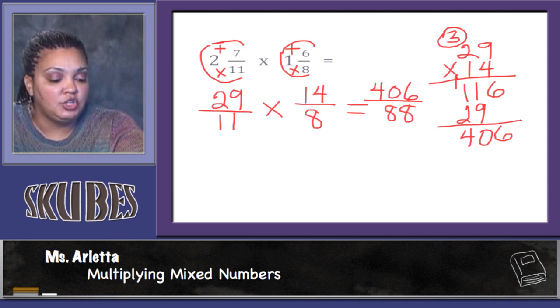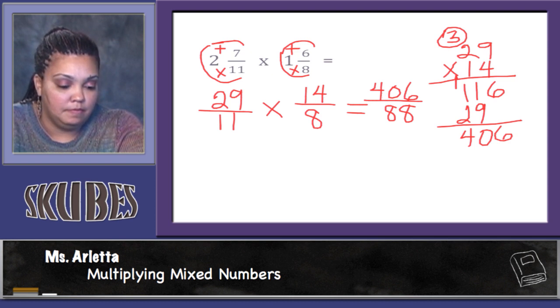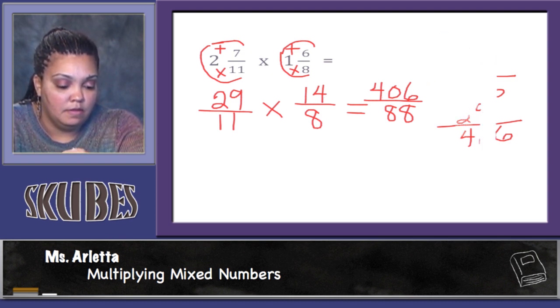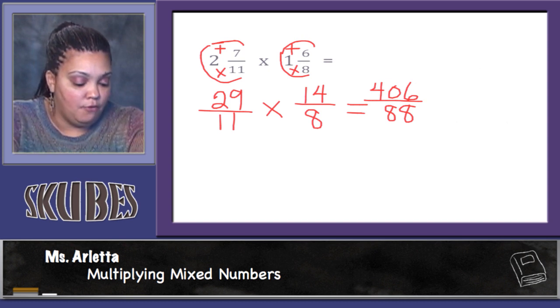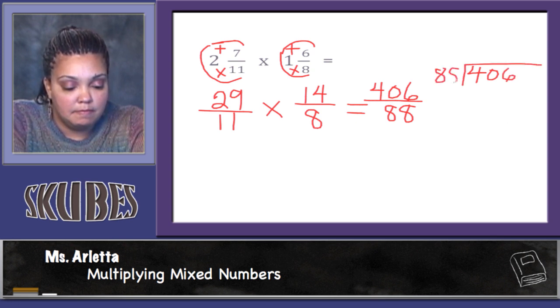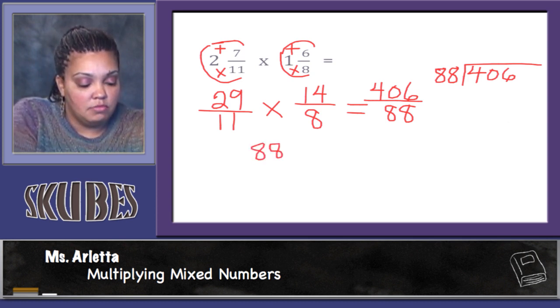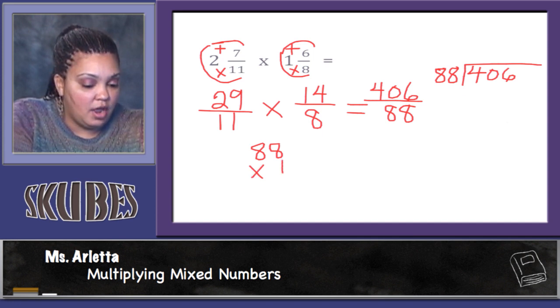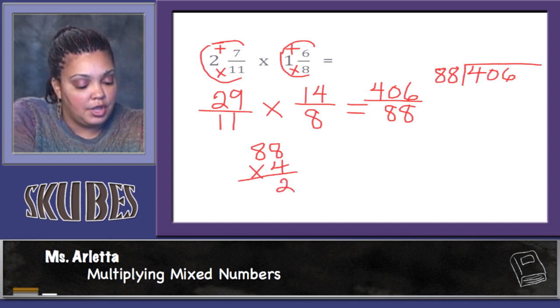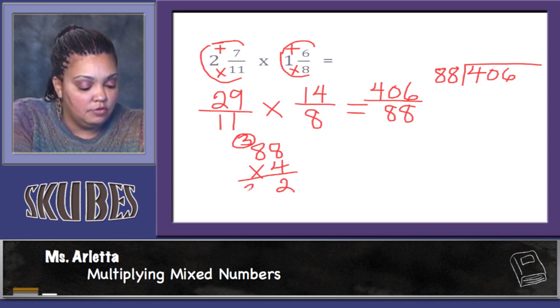Being that that's an improper fraction, we need to reduce it by simply dividing. We have 406 divided by 88. Okay, we need to do a guess and check. 88 times, let's try 4. 8 times 4 is 32, carry your 3. 8 times 4 is 32, plus 3 gives you 35.